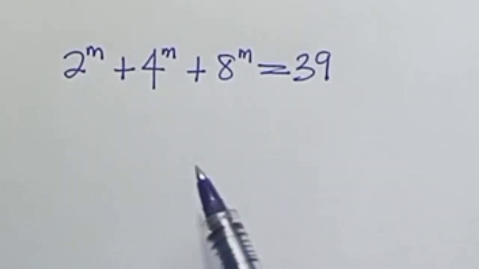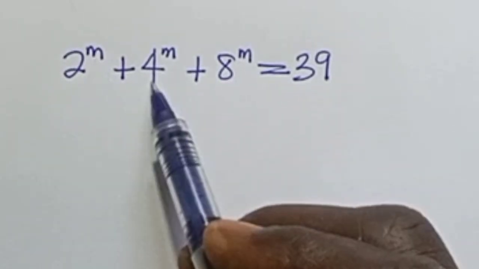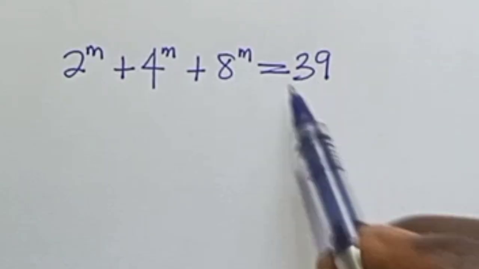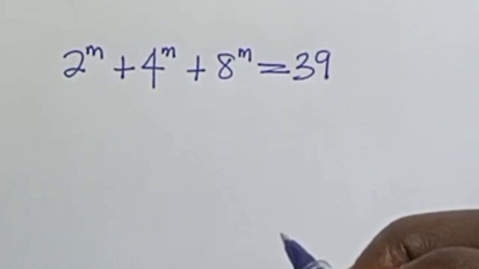Hello everyone. So today we have 2^m + 4^m + 8^m = 39. Let's solve together. Solution.